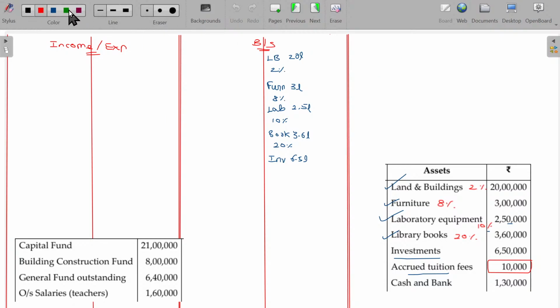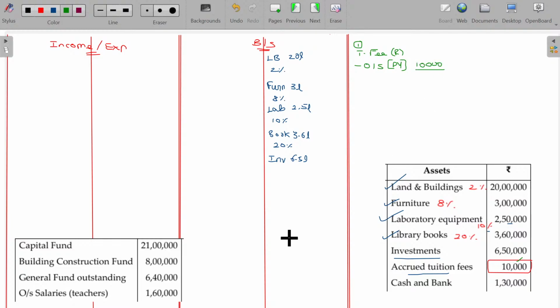Okay, working note number 1. Tuition fee received: add outstanding of the current year, minus outstanding of the previous year. This is nothing but outstanding of the previous year, so I have to subtract this one. I'm not aware about the other things, so I just keep it as it is. This value being 10,000 rupees.